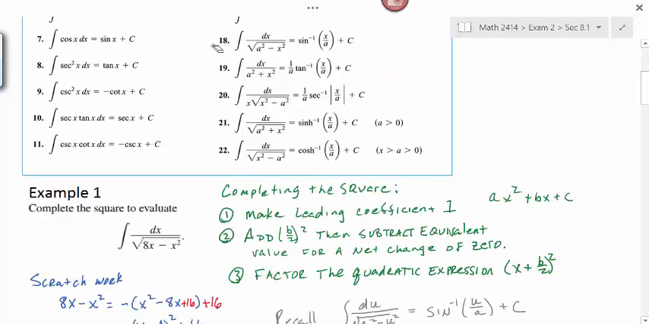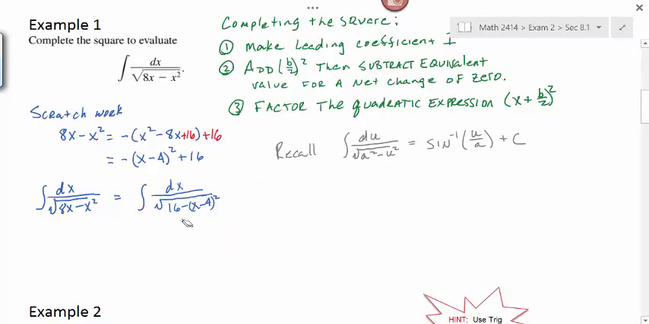Using the number 18 right here, I've got this pattern. This looks very similar to that, where a is equal to what? a is equal to 4. What is u going to be equal to? Not negative x minus 4, just x minus 4. What's du equal to then? If I take the derivative of this, I just get dx, right? So putting all this together and looking at this pattern, this integral is going to be equal to what? Sine inverse of x minus 4 over 4 plus c.